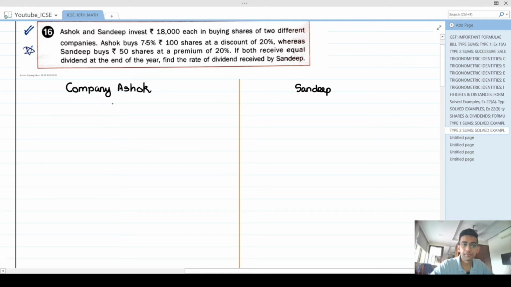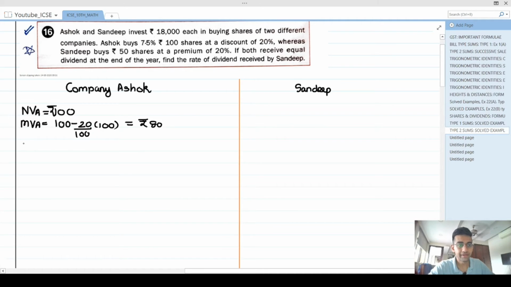Ashok buys 7.5% rupees 100 shares, so let's say NVA is 100, at a discount of 20%. So MVA will be 100 minus 20% of 100. That will be rupees 80. And the dividend rate he's getting, dividend percent of A, is 7.5%. So first always calculate the number of shares. How many shares has he bought? Investment of A upon MV of A. They've said they each invested 18,000.